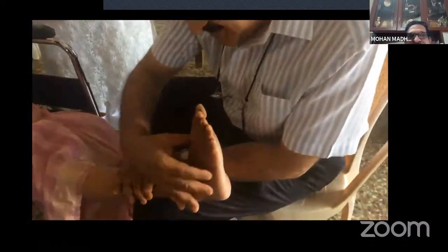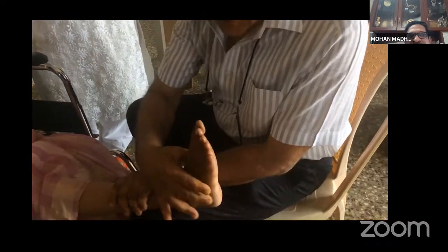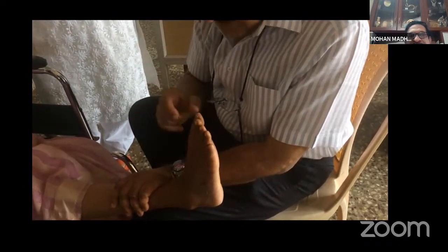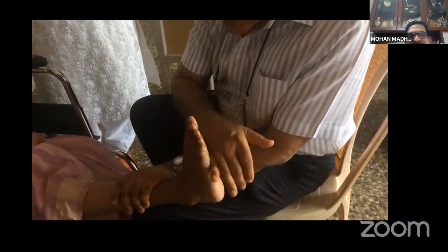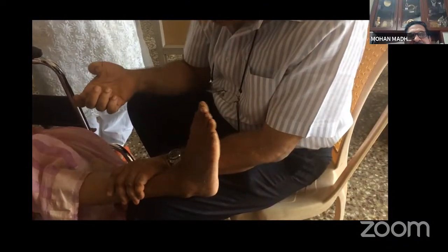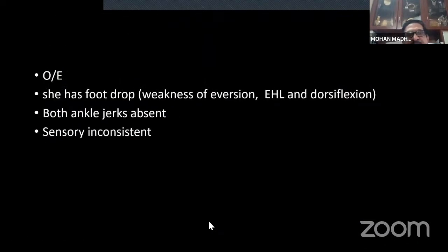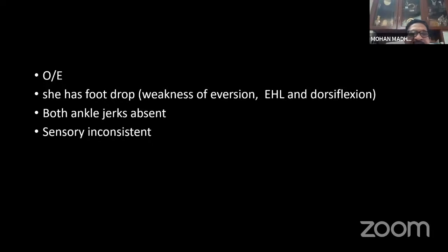Inversion is normal. Good inversion. EHL is weak. Plantar flexion is also weak. Inversion is weak. Plantar flexion is also weak. Okay. Now, so she has foot drop. I forgot to write weakness of inversion, EHL, dorsiflexion, flexor hallucis longus, as well as plantar flexion. Both ankle jerks were absent. The sensory system was quite inconsistent.